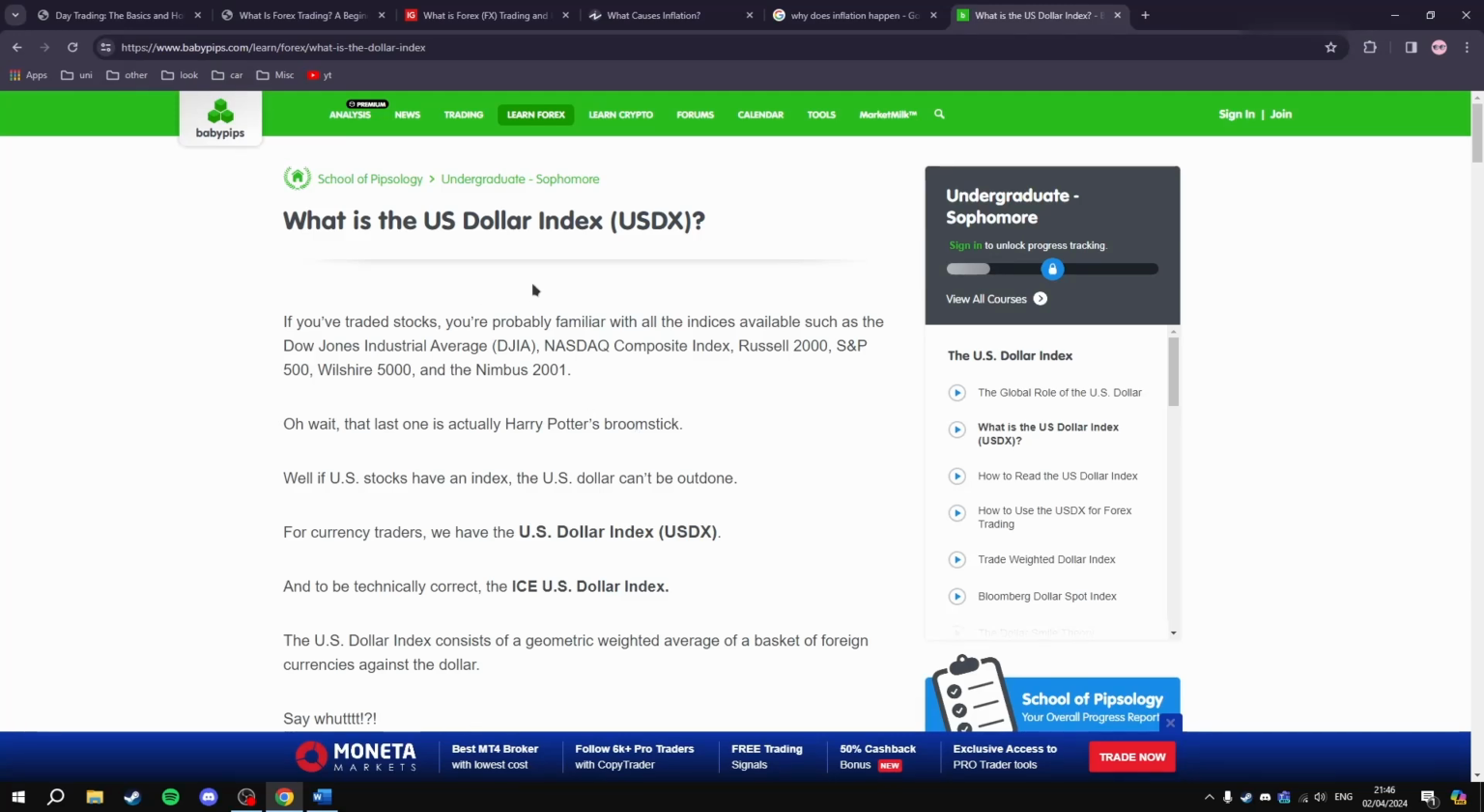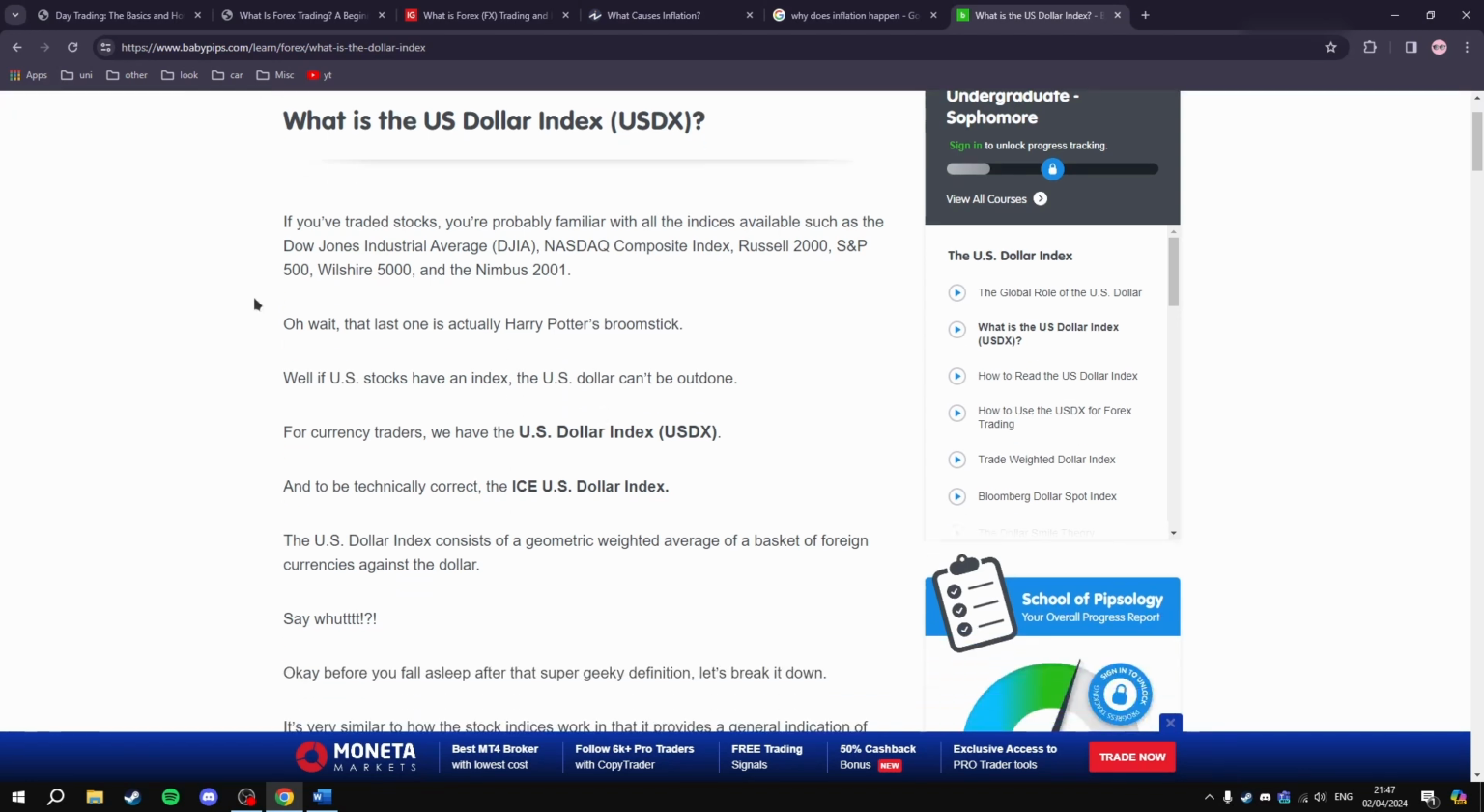If you've traded stocks, you're probably familiar with all the indices available, such as the Dow Jones Industrial Average, Nasdaq Composite Index, Russell 2000, S&P 500, Wilshire 5000, and the Nimbus 2001. Oh wait, that last one is actually Harry Potter's broomstick. Very nice. Well, if US stocks have an index, the US dollar can't be outdone.